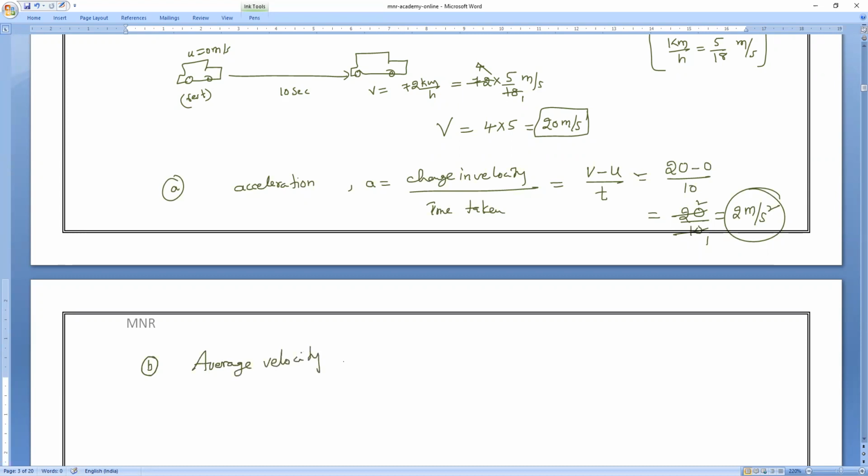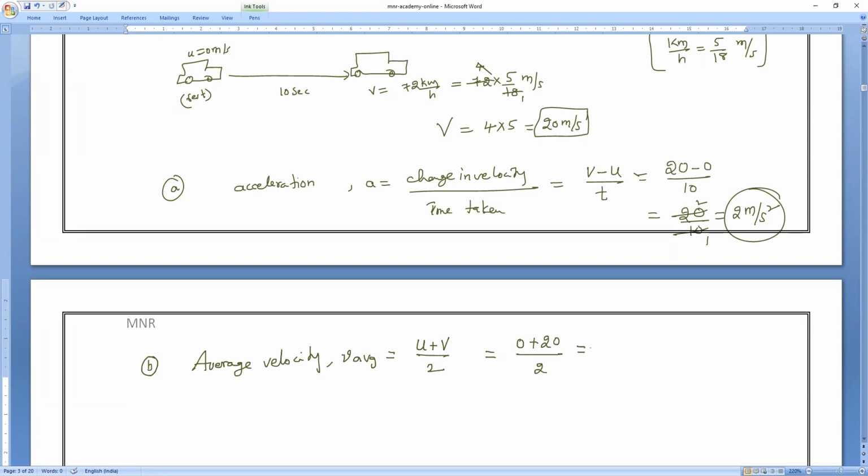Total displacement by total time. The formula differs now, sir. But it is uniform acceleration. Uniform acceleration means the V average formula: initial velocity plus final velocity by 2. Do you remember? Uniform acceleration, that is what it is.